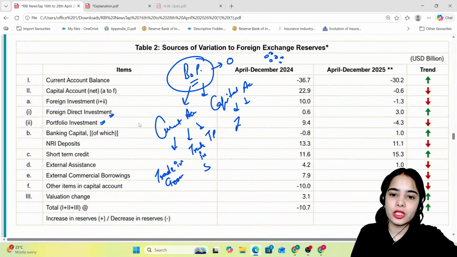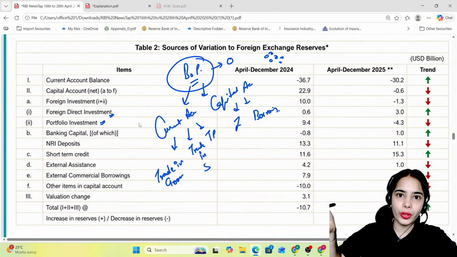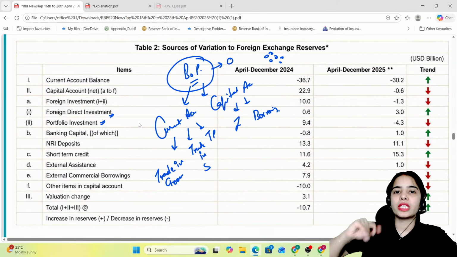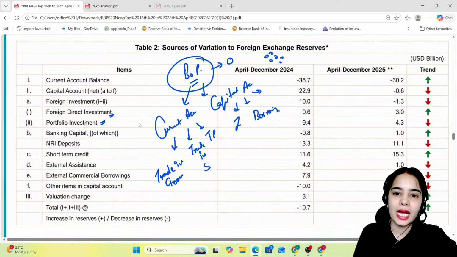In the capital account, there are also the borrowings. That includes the external commercial borrowings that we are taking from other countries, or the lending that we are doing to other countries, as well as the external assistance and the external borrowing that are included.